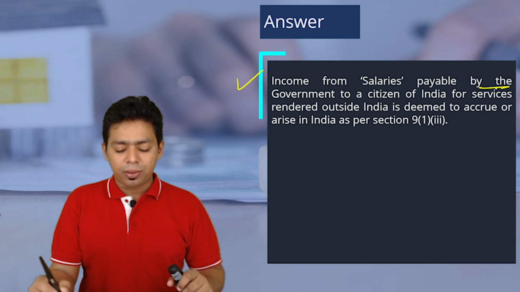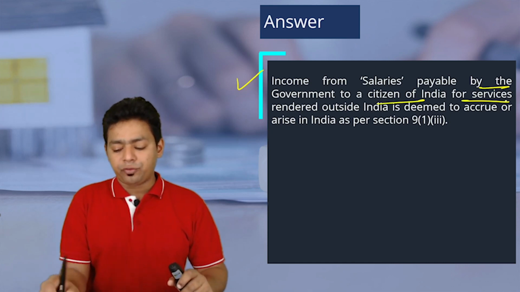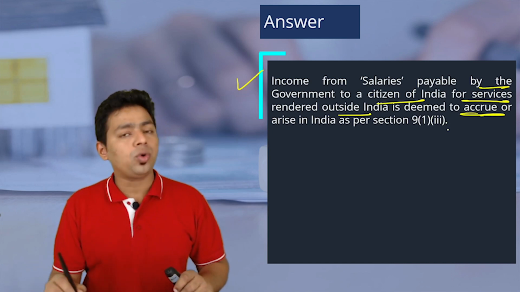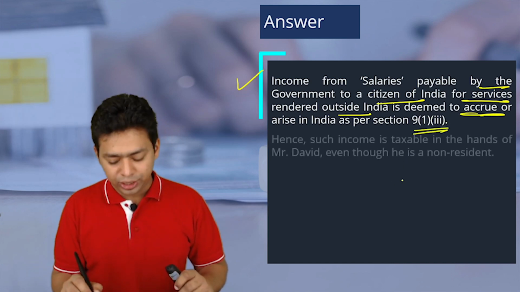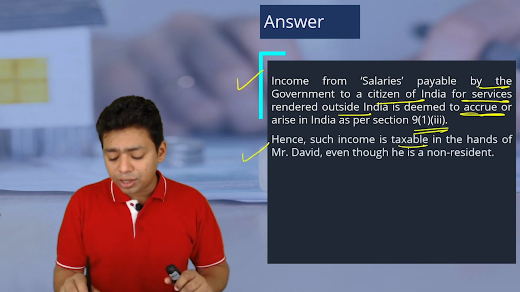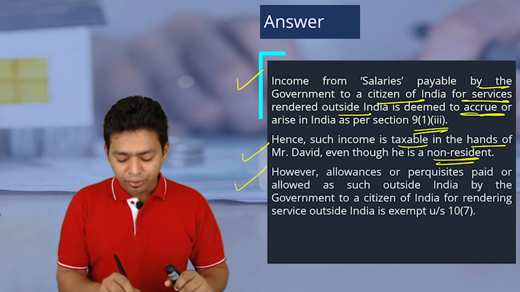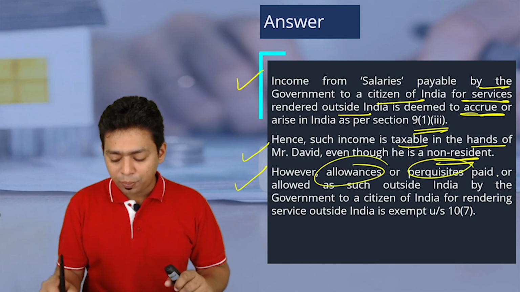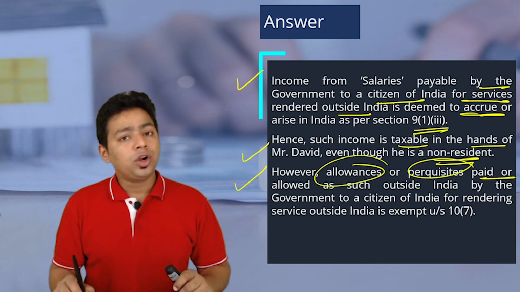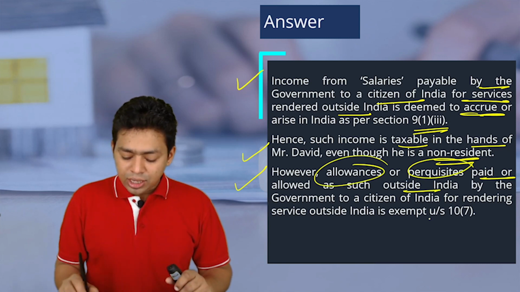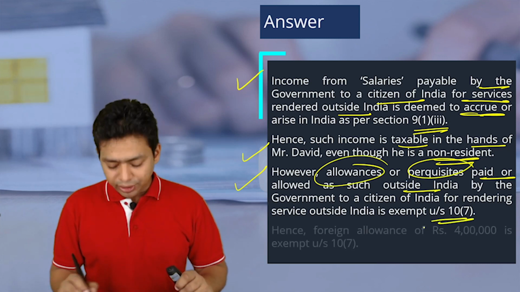Income from salaries payable by a government to a citizen of India for services rendered outside India is deemed to accrue or arise in India according to section 9(1)(iii). Hence, such income is taxable in the hands of Mr. David even though he is a non-resident. However, any allowances or perquisites paid or allowed to such an individual outside India by the government are exempted under section 10(7).